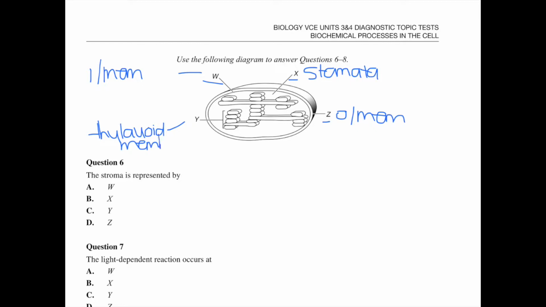Okay, and they haven't asked you to label it as such, but the compartments or the sections that make up the thylakoid membrane are the grana, or the granum, and inside that is the lumen. Okay, so you should be able to label that.